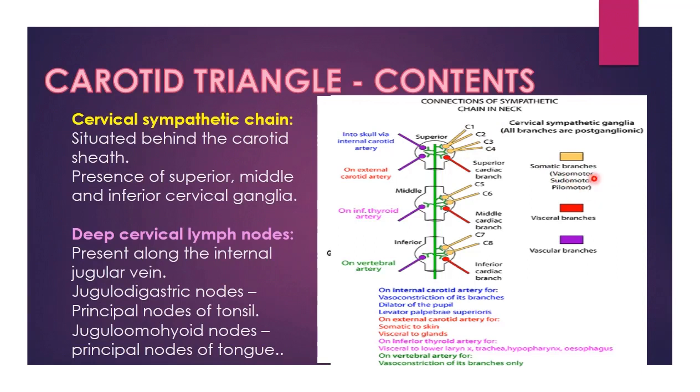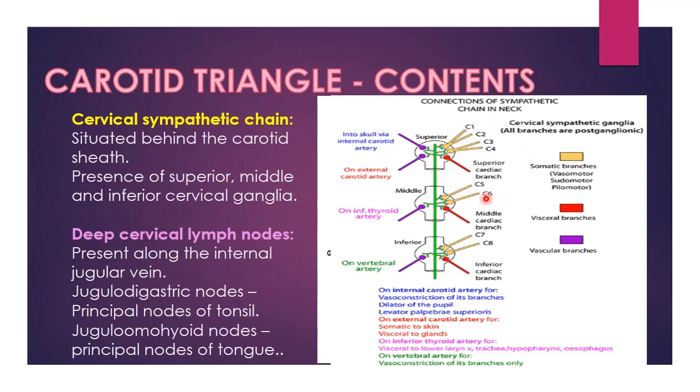Vasomotor is to the blood vessels, pseudomotor is to the sweat glands and pilomotor to the arrector pili muscle of the skin. The goose flesh you get is mainly due to the contraction of this muscle in the skin, that is the pilomotor. Somatic branches. Okay, visceral branches: the superior cardiac branch, the right side gives to the deep cardiac plexus, the left side it gives to the superficial cardiac plexus.